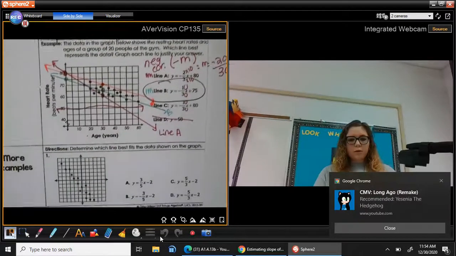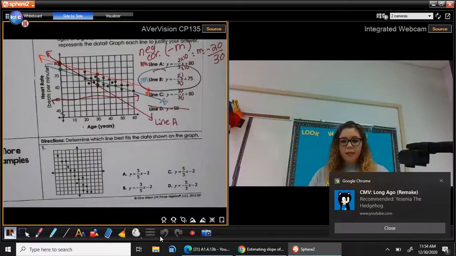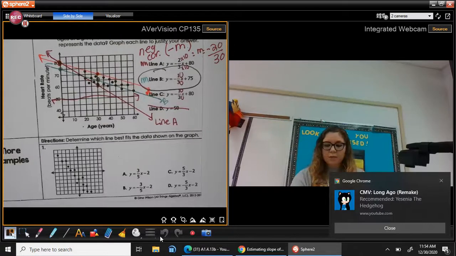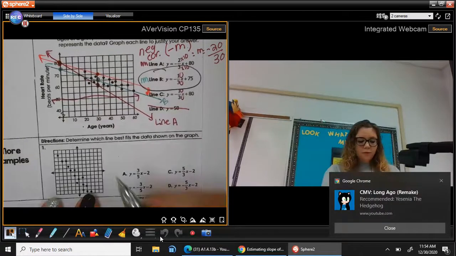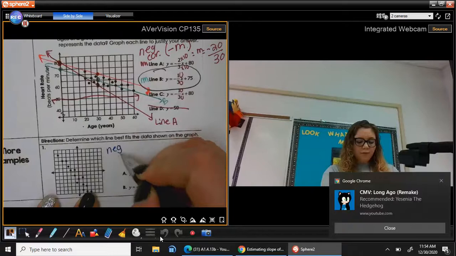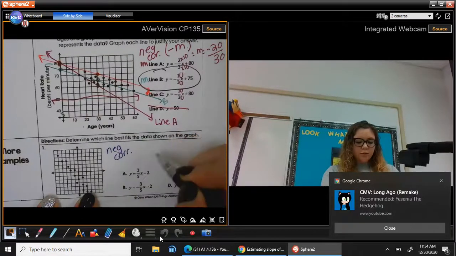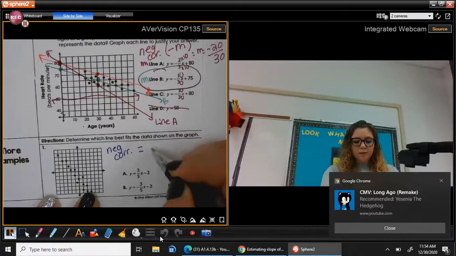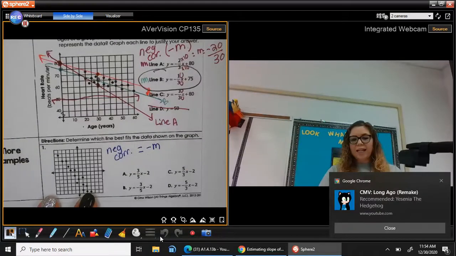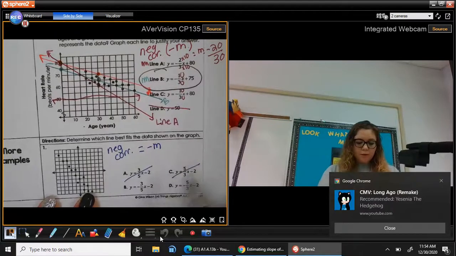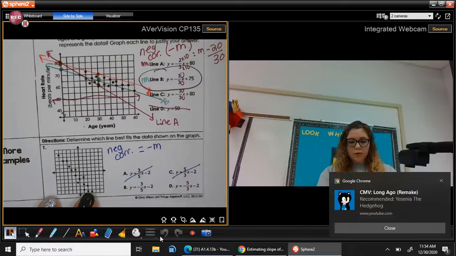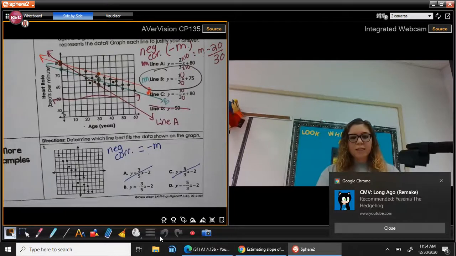Let's do number 1. Again, the first thing I want to ask myself is what kind of relationship does this have? So looking at number 1, what kind of relationship does number 1 have? It's a negative correlation, which means I'm going to have what kind of slope? A negative slope. So I'm going to go ahead and mark out all the answers that have a positive slope. So now it's between these two. I'm going to graph them and see which one is the best.